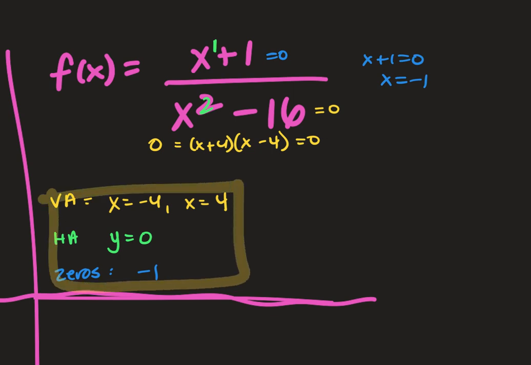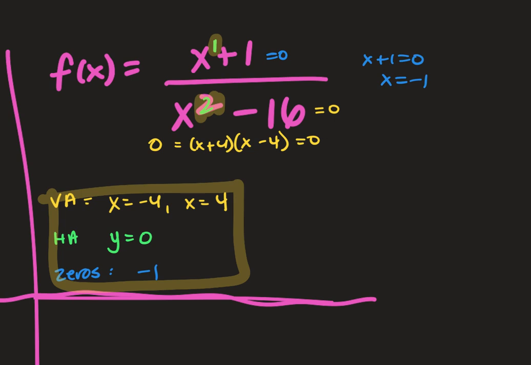So you want to look at the highest exponent in the top and the highest exponent in the bottom. If the one in the top is less than the one in the bottom, that's when it's y equals 0. If they're the same, we do the leading coefficients. If the one in the top is more, there is no horizontal asymptote.